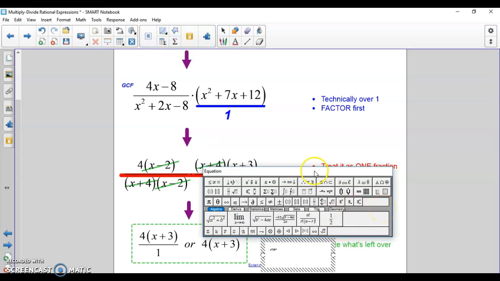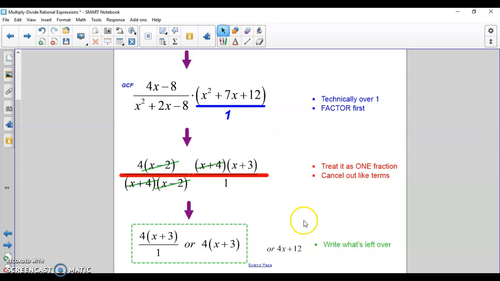If you want to, it could be 4x plus 12 if you distribute that. Alright, personally, that's just extra work. I'm not looking for that. I'm looking for boxed in answers. But it could be 4x plus 12 if you want, if you distribute that 4. Alright, that's fine too. So we got that.